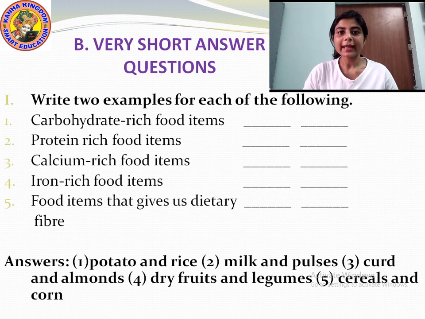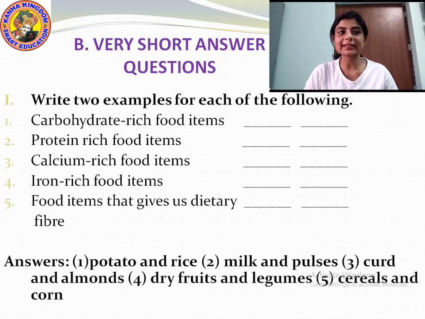C-U-R-D, curd, A-L-M-O-N-D-S, almonds. Curd and almonds. Number four, iron-rich food items. Those are dry fruits and legumes. D-R-Y, dry, F-R-U-I-T-S, dry fruits, legumes, L-E-G-U-M-E-S, legumes. Okay, then number five, food items that gives us dietary fiber.